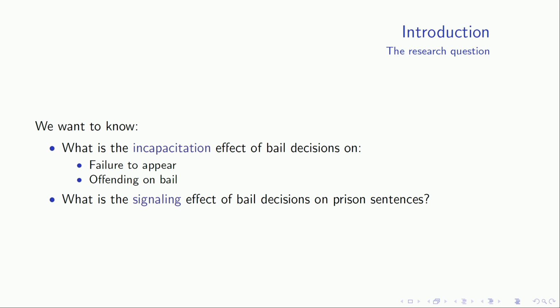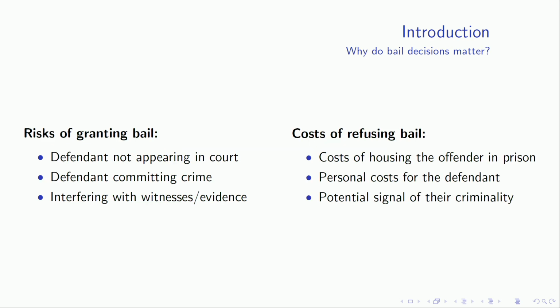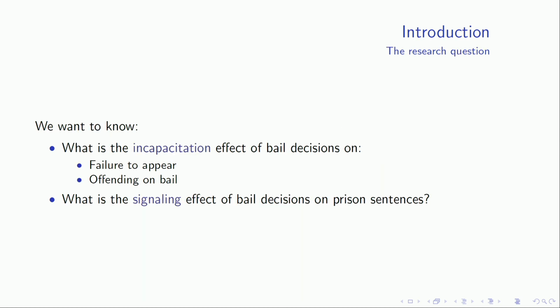We want to capture the things from earlier that are a little bit less known. So obviously the cost of housing an offender in prison is well known, but we don't really know what the incapacitation effect is of bail refusals currently. But also the other thing we don't know is whether there is a signaling effect of bail decisions on the prison sentence. What I mean by that is that quite apart from all the factors which would cause someone to receive a prison sentence, could the fact that they've been refused bail actually have an effect on their likelihood of going to prison?